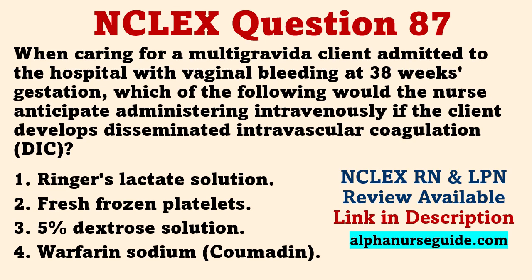When caring for a multigravida client admitted to the hospital with vaginal bleeding at 38 weeks gestation, which of the following would the nurse anticipate administering intravenously if the client develops disseminated intravascular coagulation? 1. Ringer's lactate solution. 2. Fresh frozen platelets. 3. 5% dextrose solution. 4. Warfarin sodium.